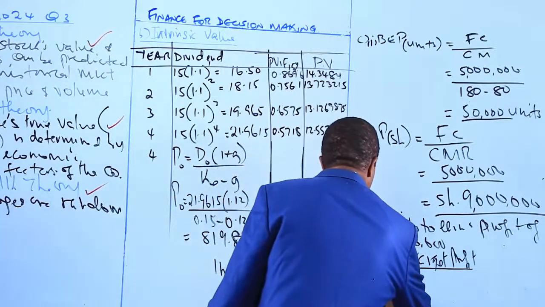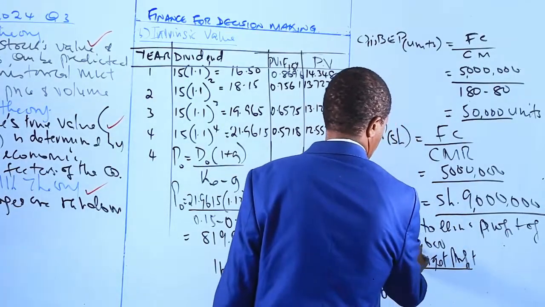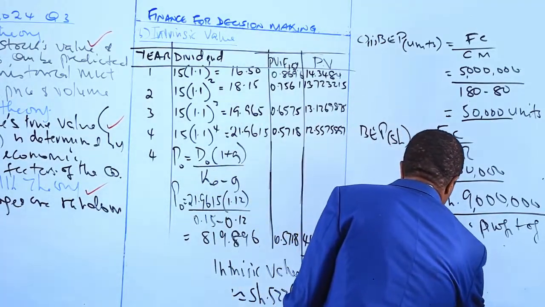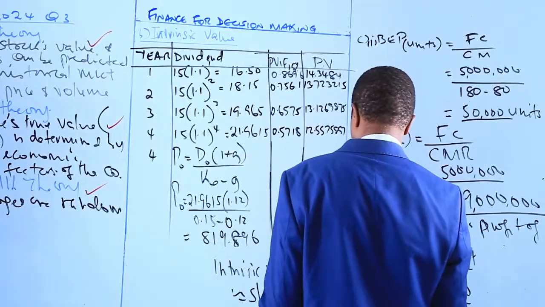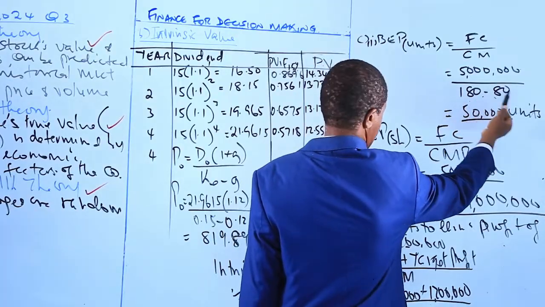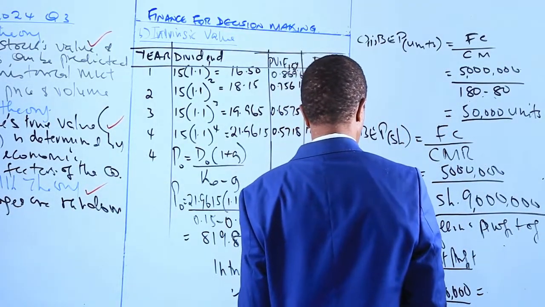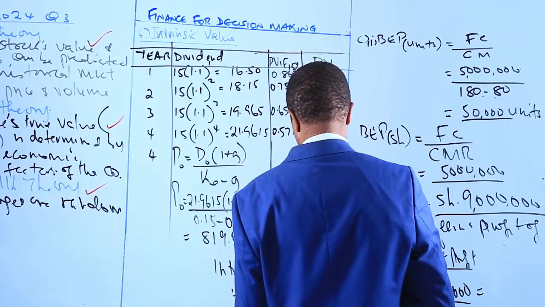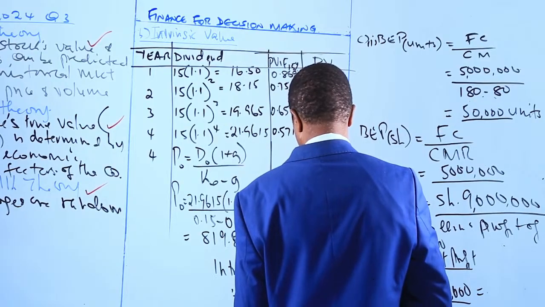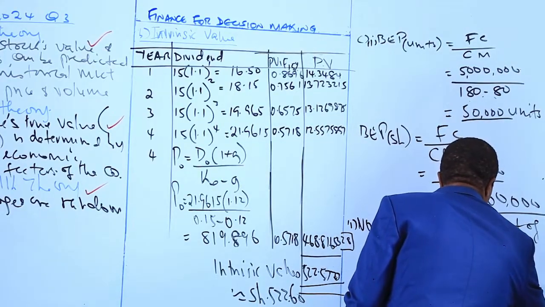So we know the fixed cost is 5 million. We know the target profit is 1.2 million. We know the contribution margin per unit, which we had calculated. The contribution margin is 100, that is 180 minus 80. So this will be equal to 5 million plus 1.2 million, that's 6.2 million, divided by 100. This is 62,000 units.